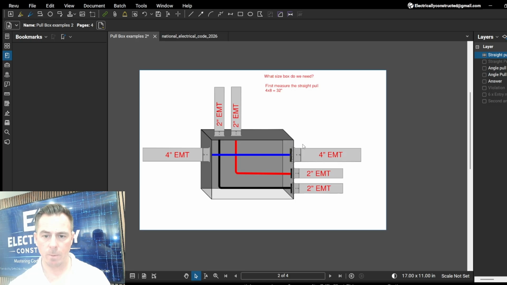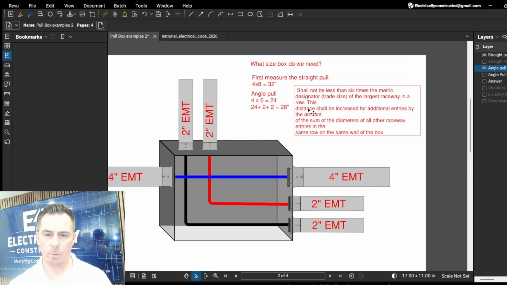But we have to make sure that's the largest size, because we have a couple other calculations we have to do before we can know if that's going to be the size we need to use. So the next one, we have our rule here, shall not be less than 6 times the metric trade size of the largest raceway in a row. So that's going to be our 4-inch raceway. That's the largest raceway in our row. So we're going to have to multiply 4 times 6, and that's going to give us 24 inches.